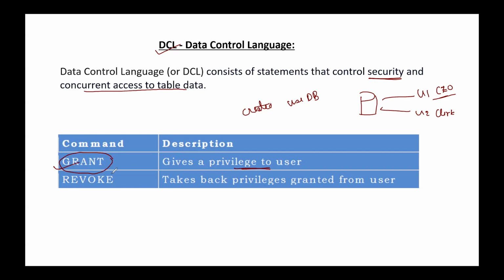Suppose I want to take back those privileges, whatever I've given. Then I will use the revoke command. Revoke takes back the privilege granted from the user. So basically DCL, data control, is nothing but here we are going to control the data a user is fetching or accessing using the grant and revoke commands.